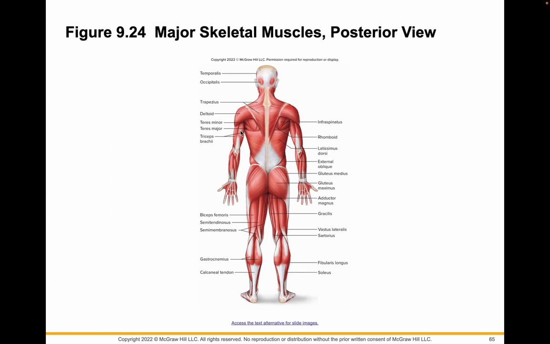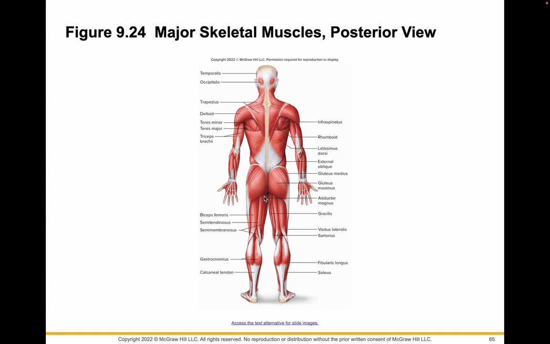Triceps, a three-headed muscle, brachii. When you contract this, it does extension of the elbow joint. So it is the antagonist of the biceps. Okay, biceps, not brachii, but femoris. So think about what biceps does to your arm. It bends the elbow joint. Well, biceps femoris bends the knee joint. So it's going to be in the back of the leg.